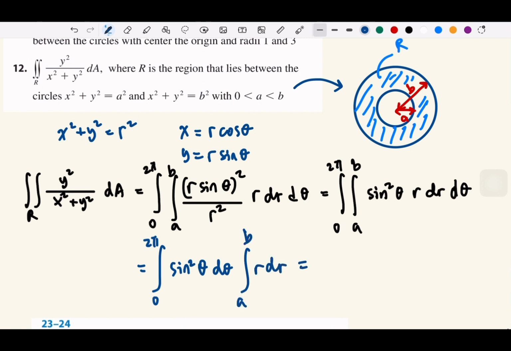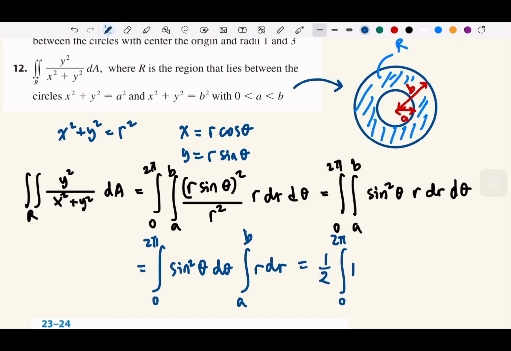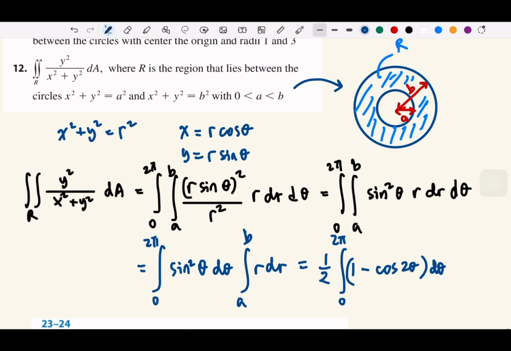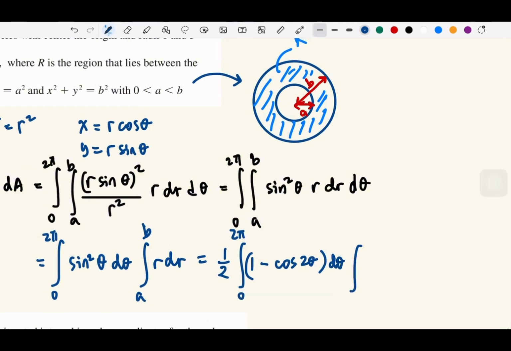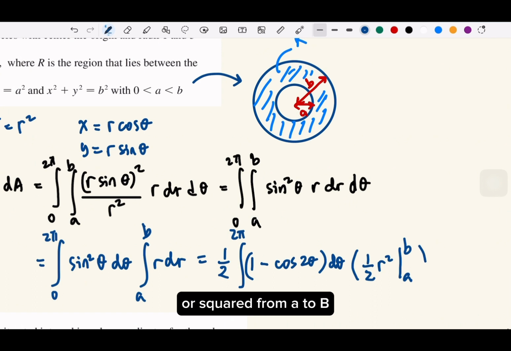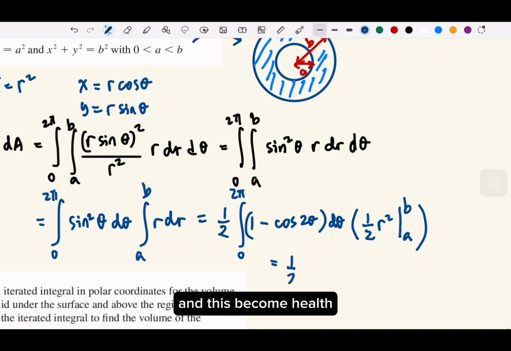And this will be equal. Now we have sine squared. Remember that we need to use the double angle, so I will write half outside of the integration. Then we have 1 minus cosine 2 theta d theta, right? And then multiply with, maybe I will just directly integrate this, it becomes half r squared from a to b. Okay. And this becomes half theta.